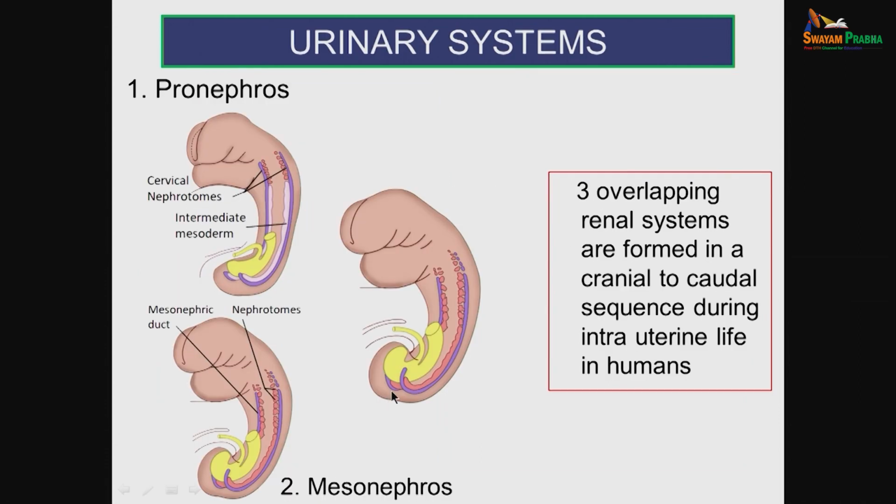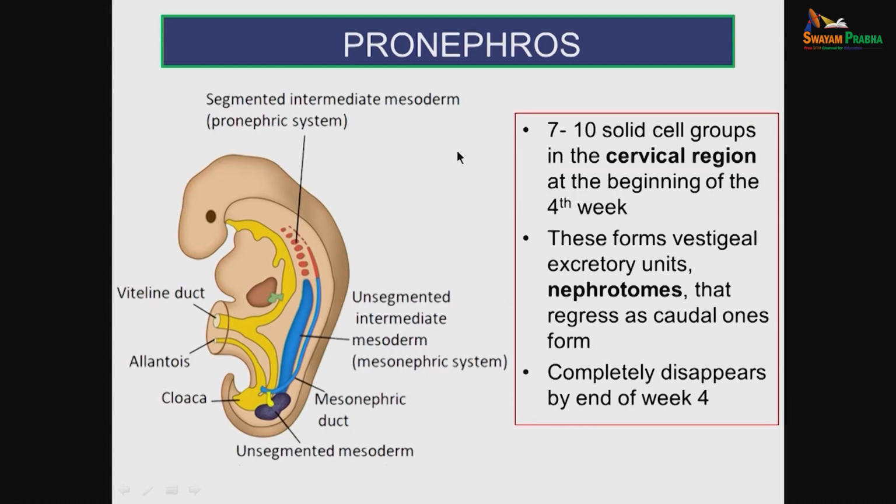As I told earlier, three overlapping renal systems are formed in the embryo in a cranial to caudal sequence during intrauterine life in humans. They are Pronephros, Mesonephros and Metanephros. You can see them in the pictures on the left side. We will deal with each one of them separately. First is the Pronephros.